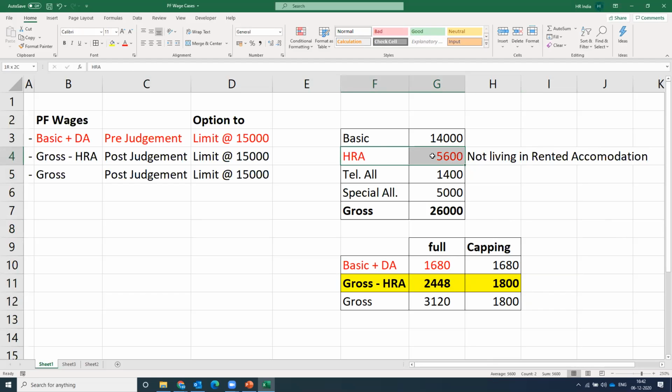So this HRA would be treated as a special allowance only, because he will not even get any kind of tax exemption on this HRA, because he's not living in a rented accommodation. And this HRA will also be considered for the PF contribution. Even if the employer is saying that we are giving this HRA as a reimbursement, if the person is not living in a rented accommodation, what is the sense of giving any reimbursement, right?